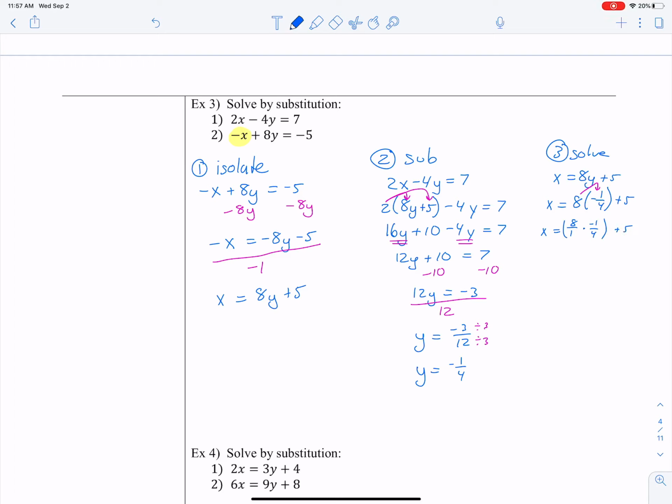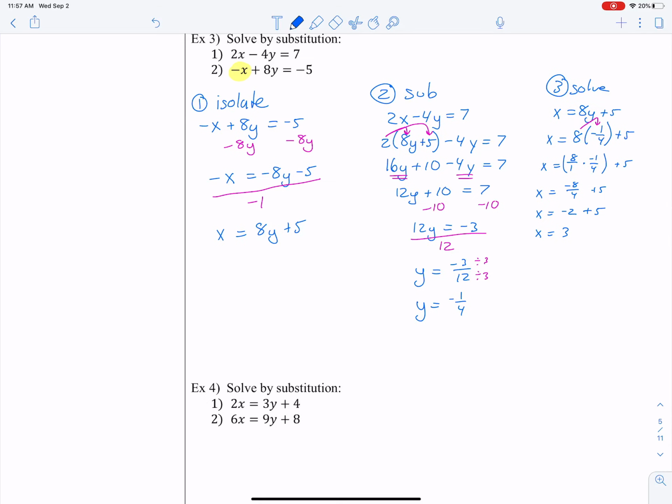plus 5. So when you're multiplying, you're going to go across the top and across the bottom. So 8 times -1, I get -8. 1 times 4, I get 4. And then I can simplify that. 8 divided by 4 is going to be -2. So -2 plus 5 is going to be 3. Remember that you have to write your x first. So my solution is going to be 3, comma, -1 over 4.